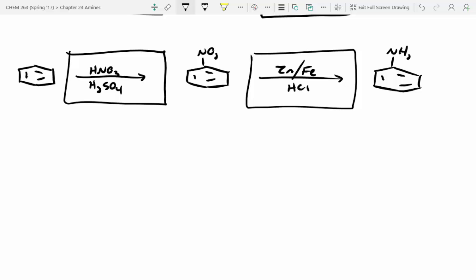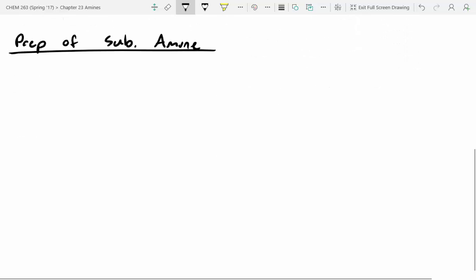All right, so let's take a look at preparation of substituted amines, because all of the ones we've seen so far are just primary amines. They're not secondary, tertiary, or anything beyond that.